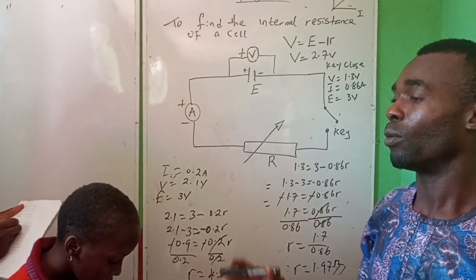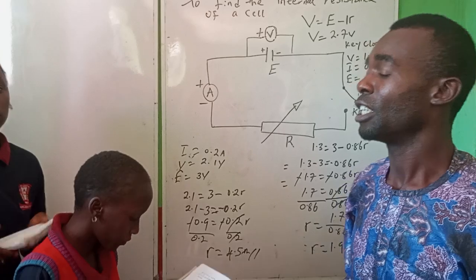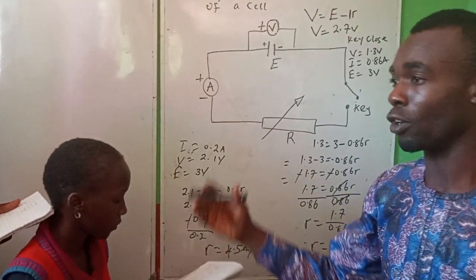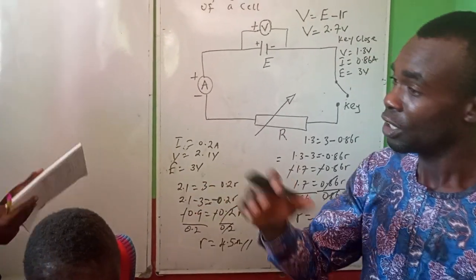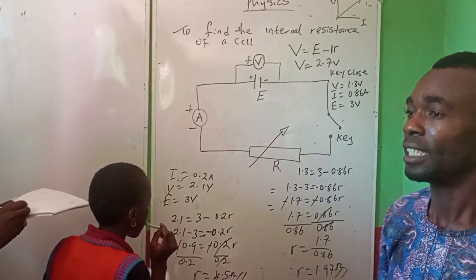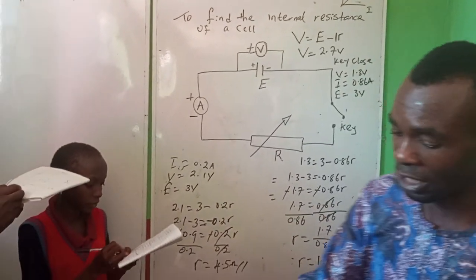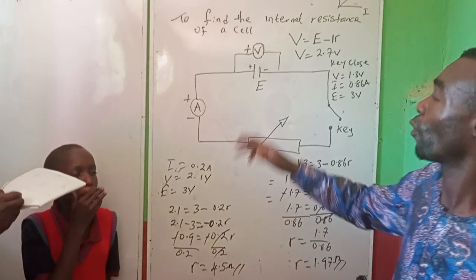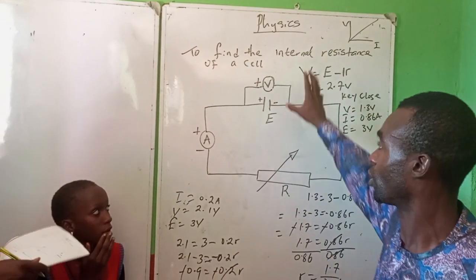Yes, sir. Now, internal resistance is the opposition of what? Flowing of current. The opposition to the flowing of current becomes what? Internal resistance. This is a practical of what? How to find the internal resistance of a cell.